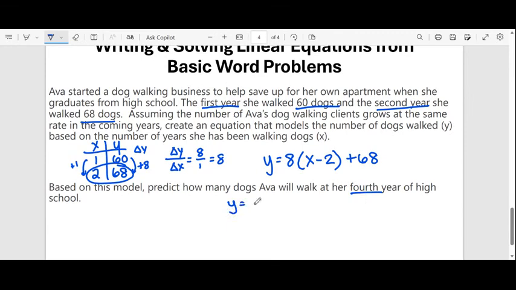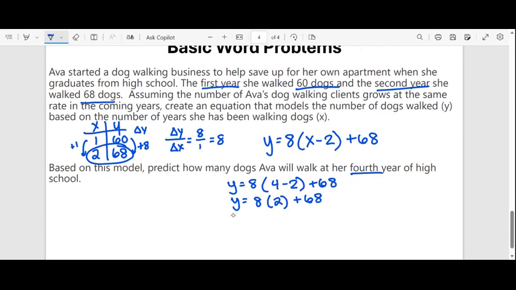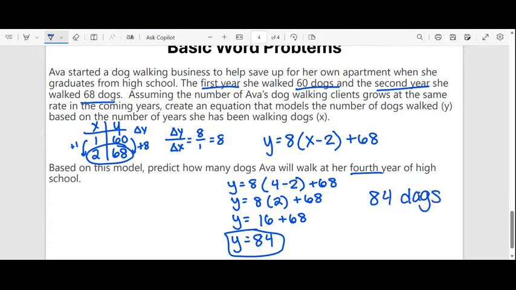We'll say Y equals 8. We're plugging in 4 for X because X is the number of years she's been walking dogs. And then we'll do our parentheses first. So I'm going to do 4 minus 2, and 4 minus 2 is obviously 2. And then bring down your 8 and your 68. 8 times 2 is 16. So we're doing our multiplication next because I'm following order of operations. And then we have 16 plus 68. 16 plus 68 is going to give me 84. So I predict at her senior year of high school, she will walk 84 dogs. She'll have 84 dog walking clients.